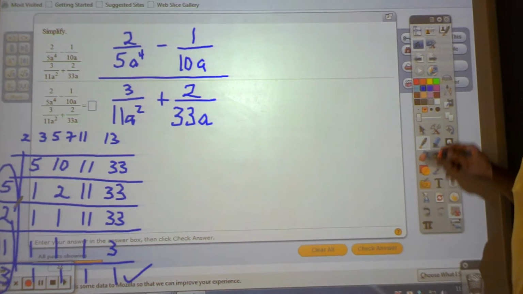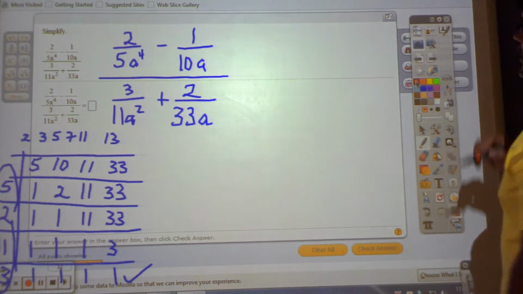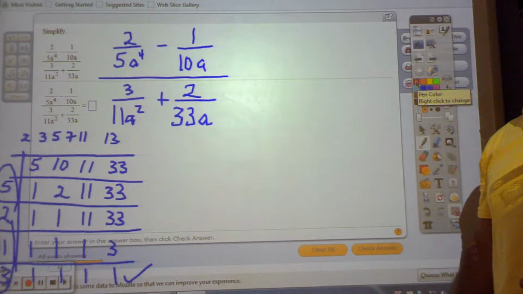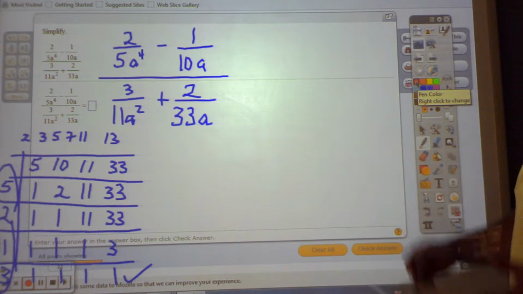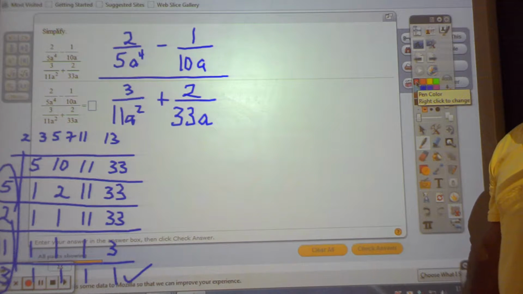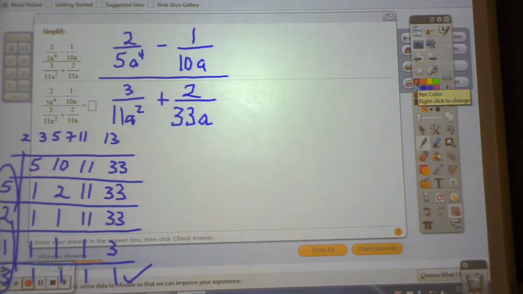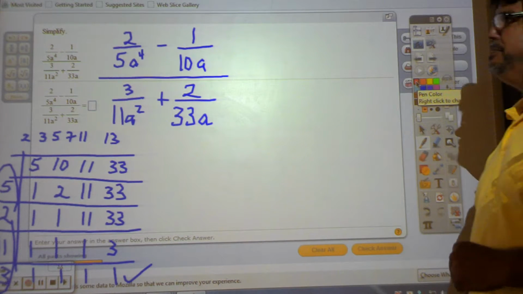So I'm going to take my handy dandy red marker. How did you do all that? That's something I've never ever seen in my entire life. That's finding a least common multiple. I've never been taught that. Okay, well, we'll go over it in just a minute. Just hold on, we'll go over it in just a minute.